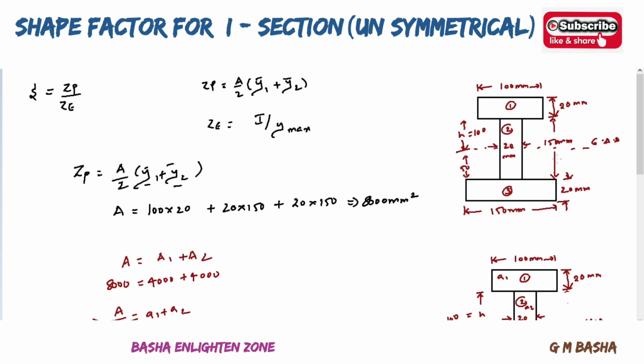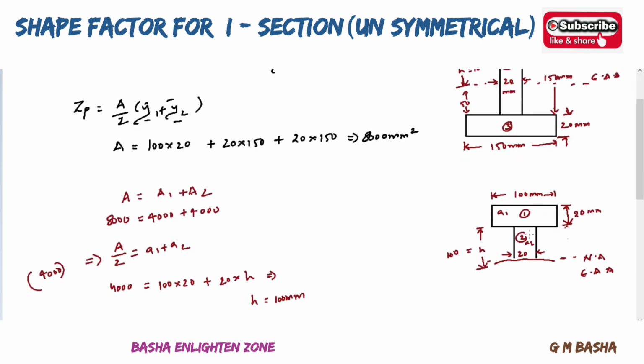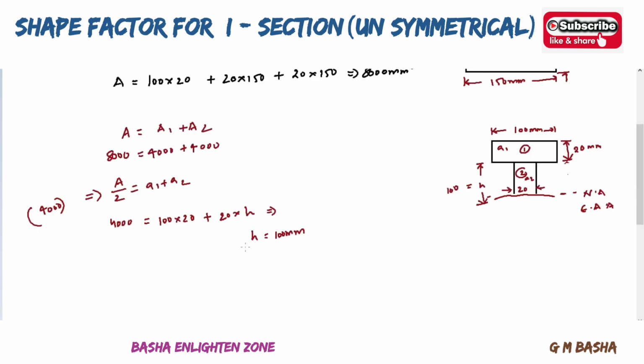Individually, for the upper part of the equal area axis it is 100 by 20, the lower part 50 by 20, and again 20 by 150. So like this the equal area axis will be found for an unsymmetrical I section. In the same way, you can find it for T sections also, upper part and lower part differently, based on this equal area axis method. So here we know that this h value will be around 100 mm.